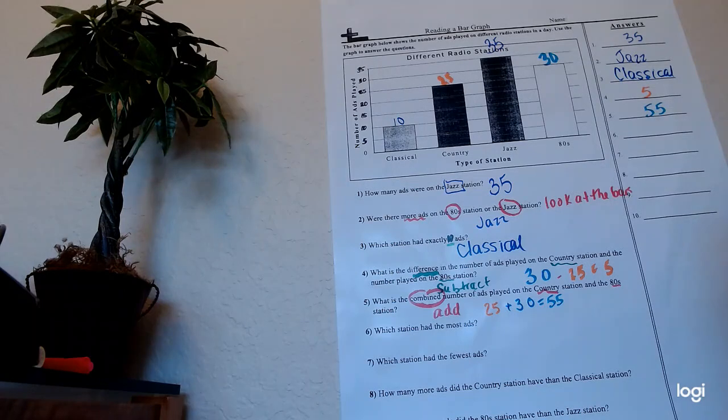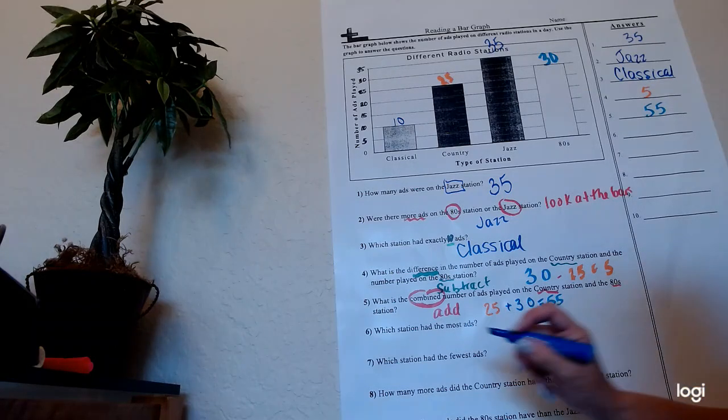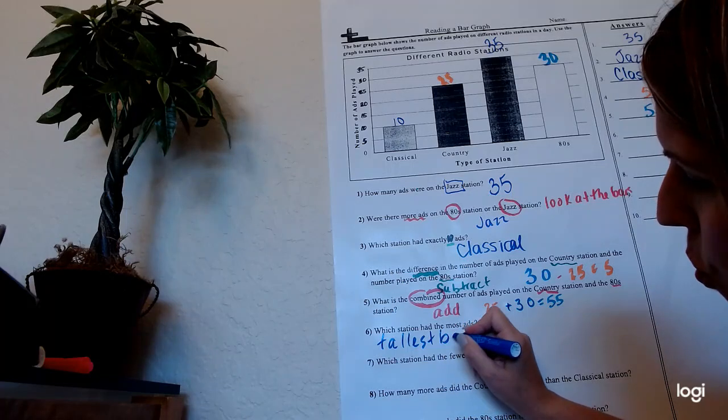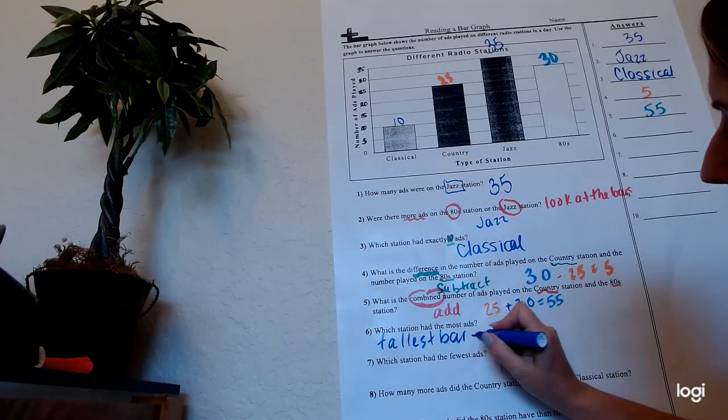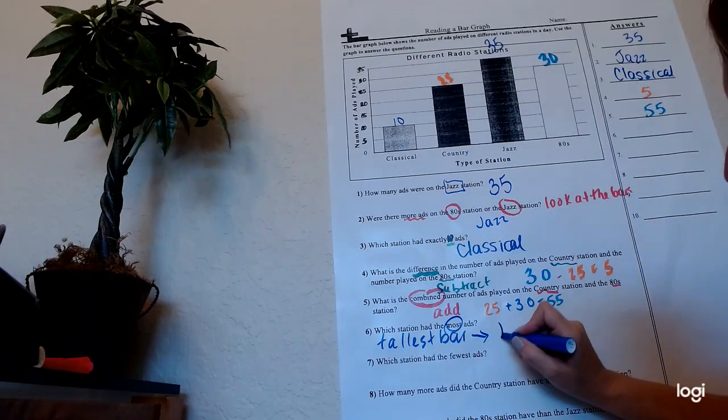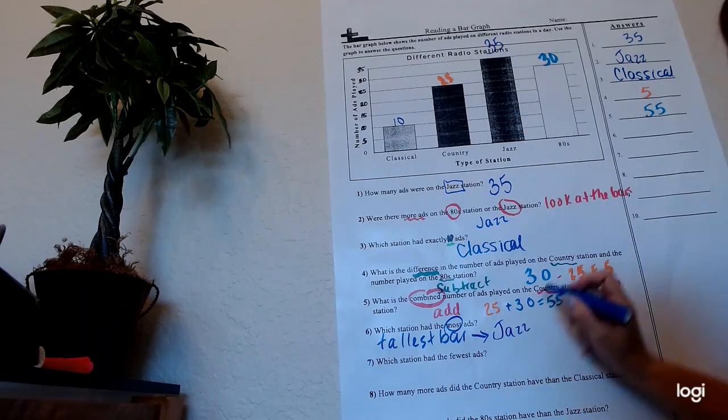Okie doke. What station had the most ads? Most meaning the biggest number. So you're looking for the tallest bar. So which one has the tallest bar for the most ads? And that would be the jazz station.